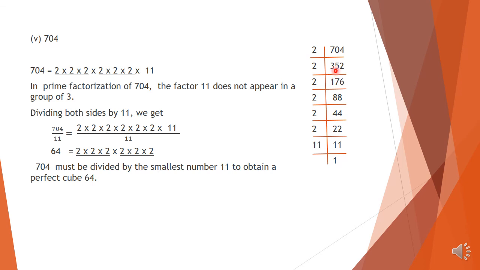In 15 we have 7 2's are 14. So we write here 7, and 14 we have to subtract from 15. 15 minus 14 makes 1, and 1 and 2 makes 12. In 12 we have 6 times 2. Now the number is 176. It is even, so we write here 2. In 17, how many 2's are there? 8 2's are 16. So we write here 8.